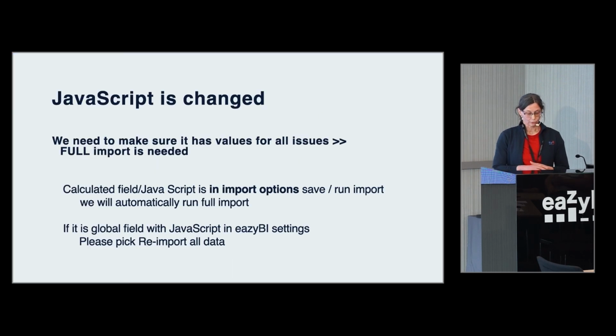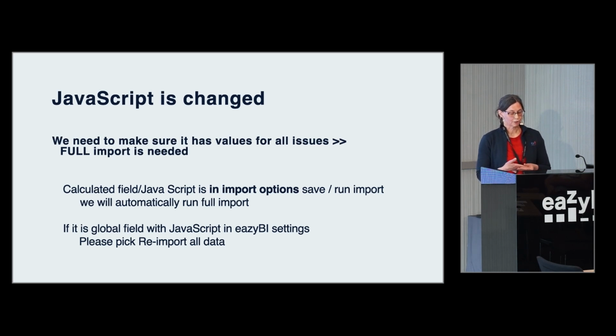So, here are two examples. For example, if you have changed JavaScript for some calculated fields, there are several talks today and yesterday about how JavaScript is used quite a lot. If the logic of the JavaScript is changed, it's one value for all the issues. Then you need to reimport all the issues to update it.